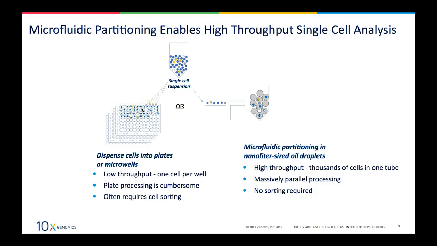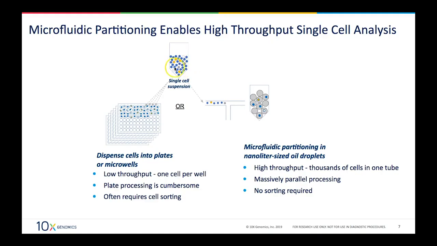So to do this, you're going to need as many wells or microwells as you have cells. So the throughput is relatively low because you are really going to have one cell per well. You need to process this in plates, and it often requires cell sorting so that you can drop exactly one cell per well. Another way to study a cell population is to use microfluidic partitioning.